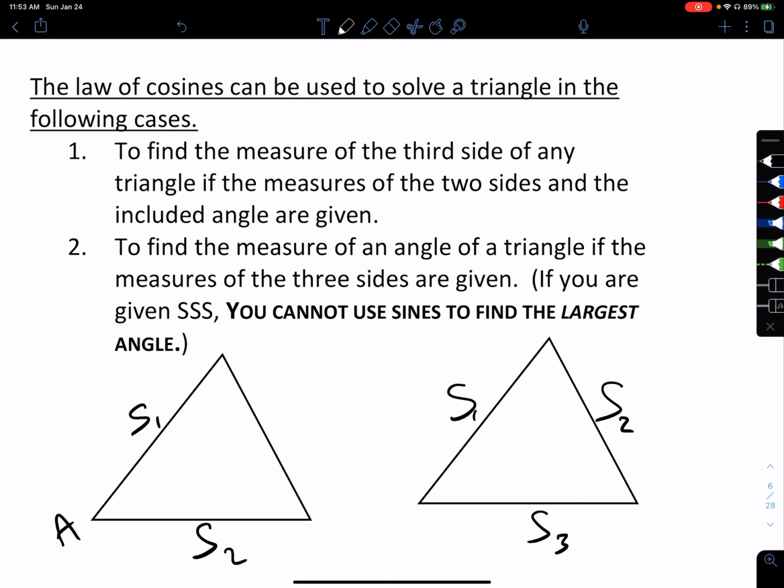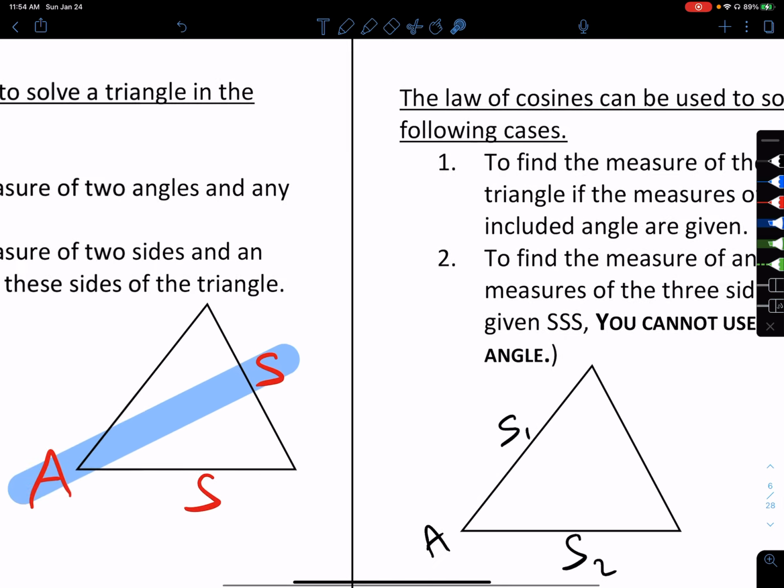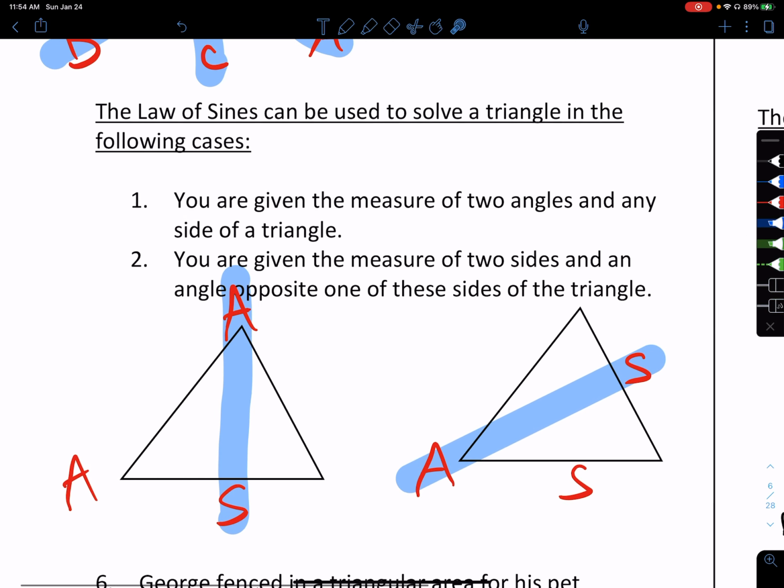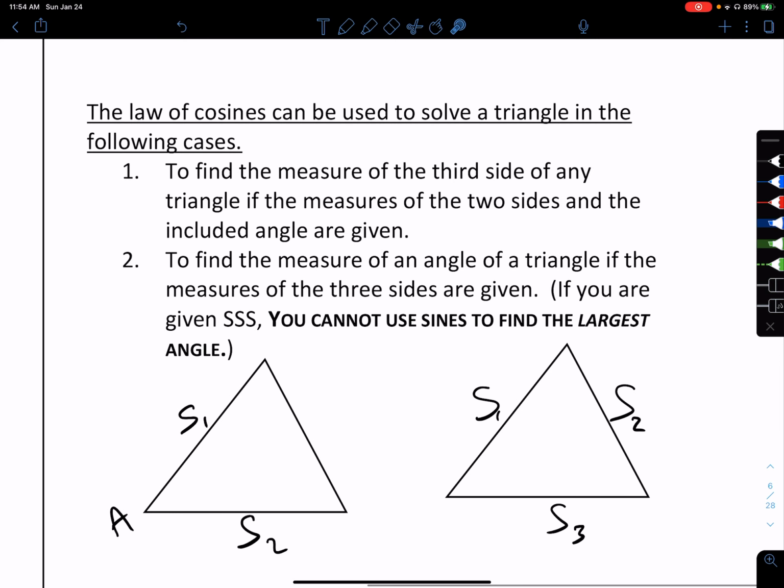It's important to know that if you can avoid using the law of sines to find the largest angle, you should avoid it. There are some complications that go along with that. It's called the ambiguous case of sines, and I don't think we're going to get into that this year. Long story short, when can you use law of cosines? When you can't use law of sines. Remember, law of sines can be used anytime you have an angle and the side opposite that angle. If you don't have that, you can use law of cosines.